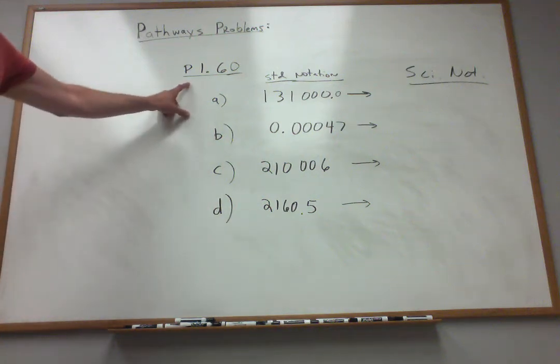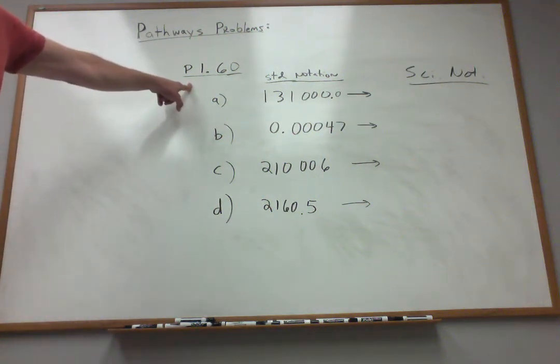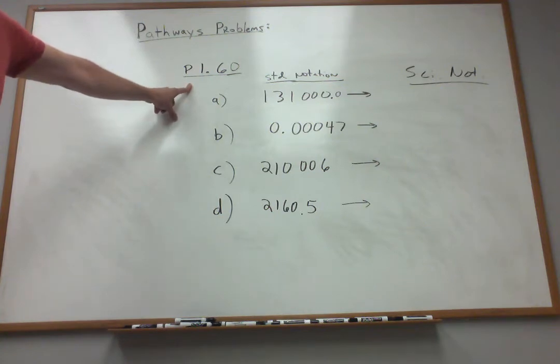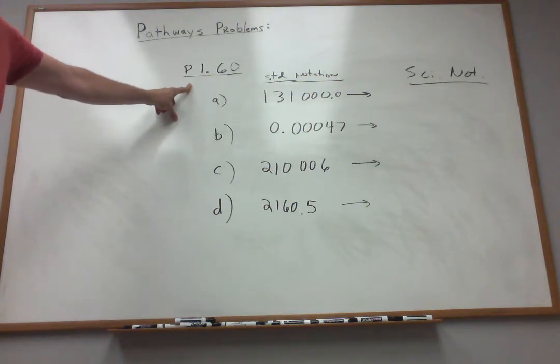Okay, Pathways problem 1.60 from your textbook. Again, another one about scientific notation versus standard notation for numbers. Very important skill. Cannot stress that enough. Everybody needs to be good at doing this.